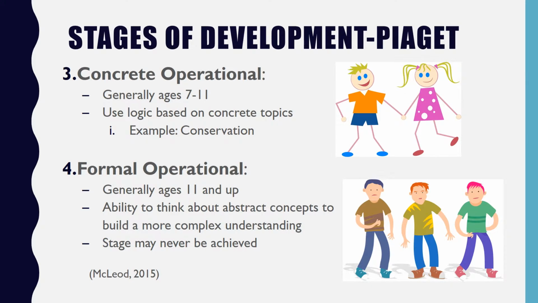This stage is one that may possibly never be reached by some people. It can start around the age of 11 or above and is a stage where people can think abstractly about ideas and are able to formulate and test their own hypotheses.